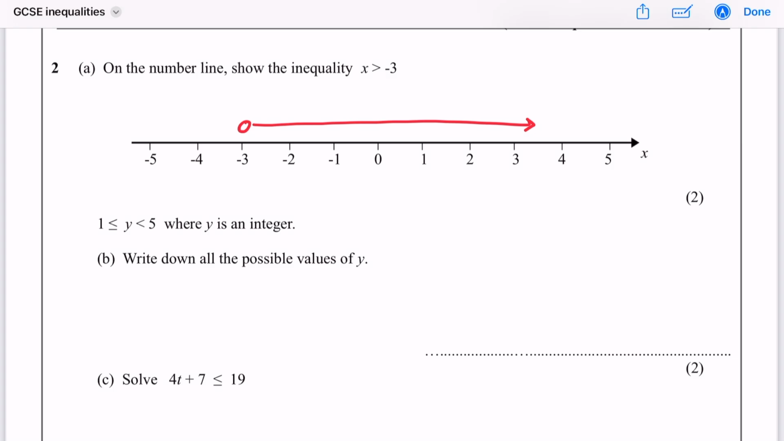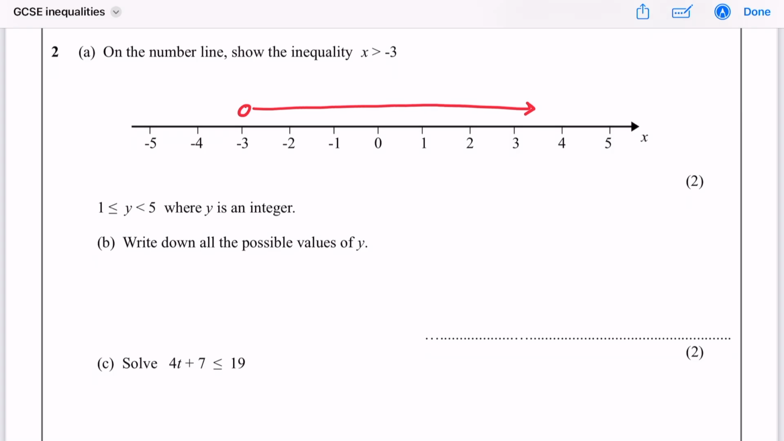And then in part B it says, y is greater than or equal to 1, less than 5. y is also an integer. Can you write down all the possible values for y? This is very similar to the previous question that we saw. So in this case, y could equal 1, 2, 3, 4, but not 5, because it's less than 5. Alright, and then let's keep going.